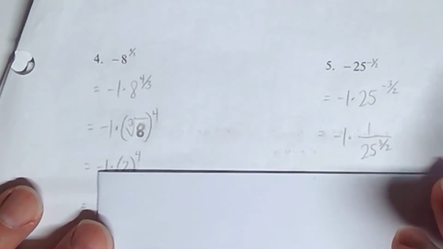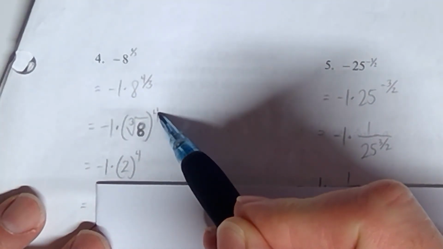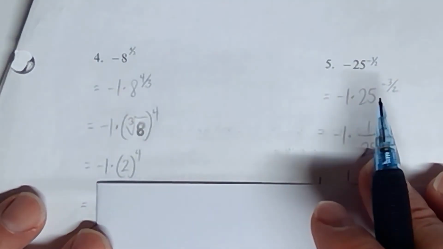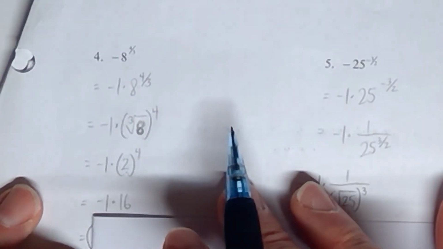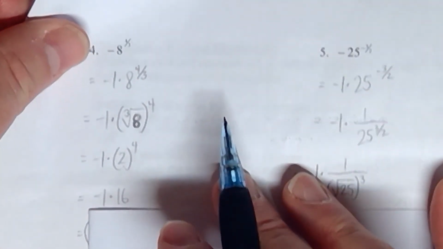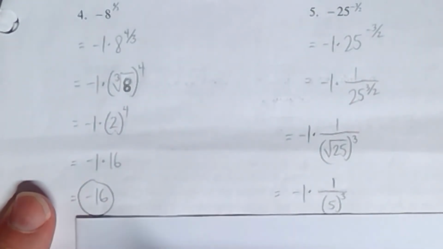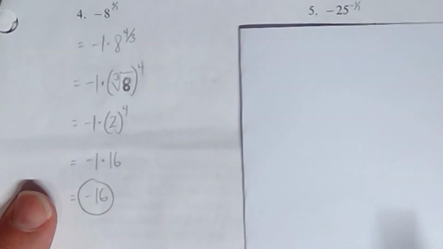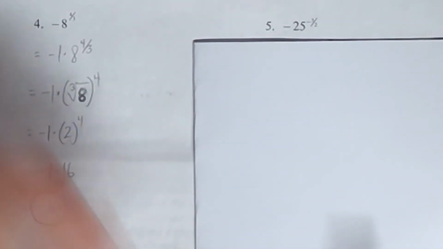Then you do order of operations. That means parentheses first, then the exponents, then the multiplication. Parentheses is equal to 2. The exponent is equal to 16. And finally, the multiplication is equal to -16. Okay, that's number 4. Finally, number 5.